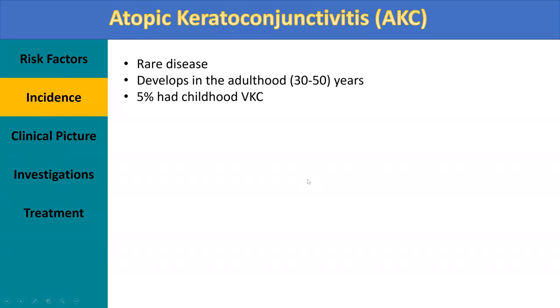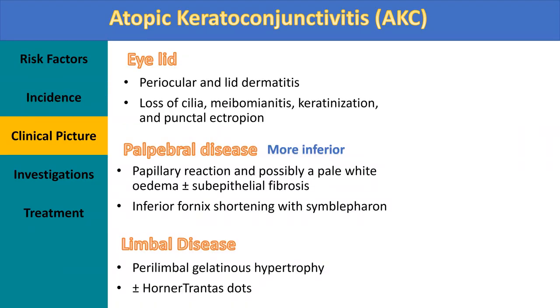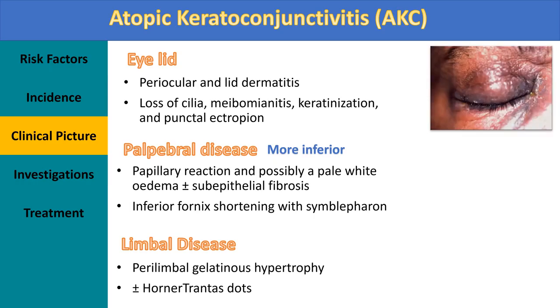So what will be the clinical picture? As we see, it will also affect the eyelid, the palpebral disease, and limbal disease. The eyelid is more commonly affected in the atopic than the vernal. It is characterized by periocular and lid dermatitis. So here the skin is very massively affected, because this atopy, called atopic keratoconjunctivitis, will affect the skin more.